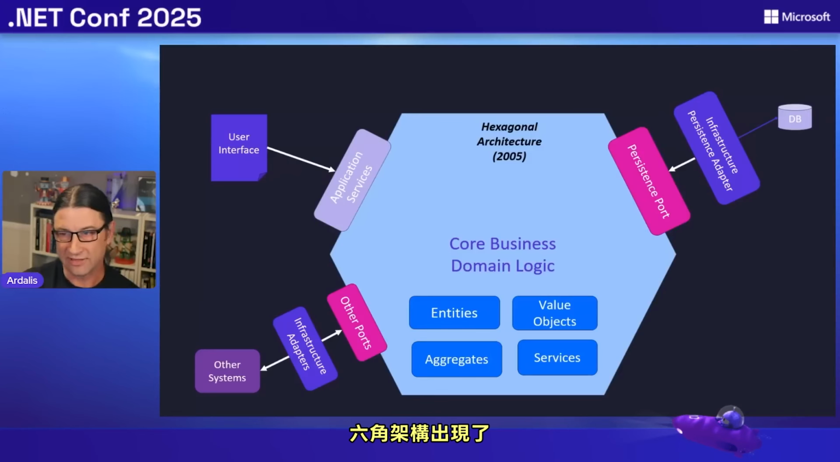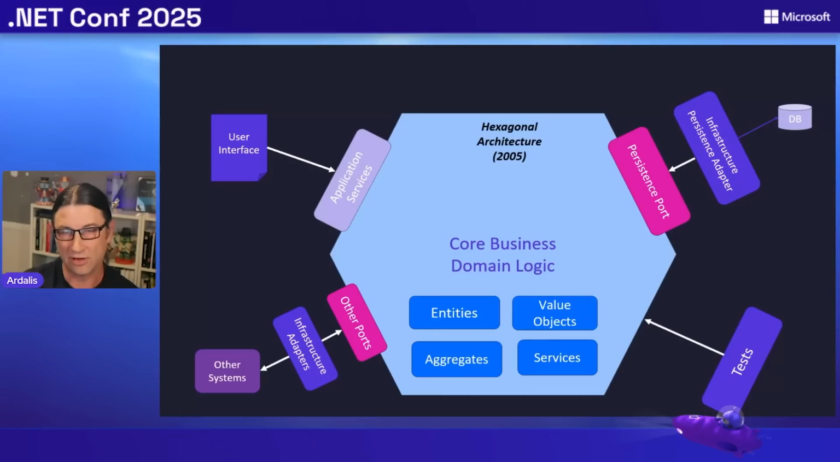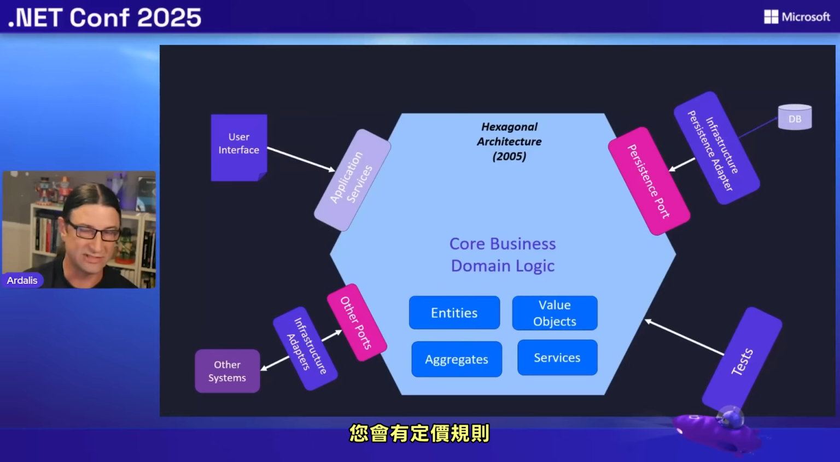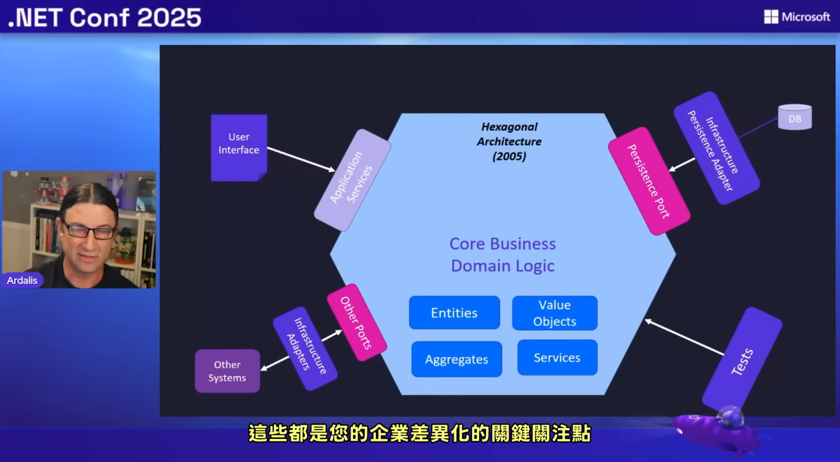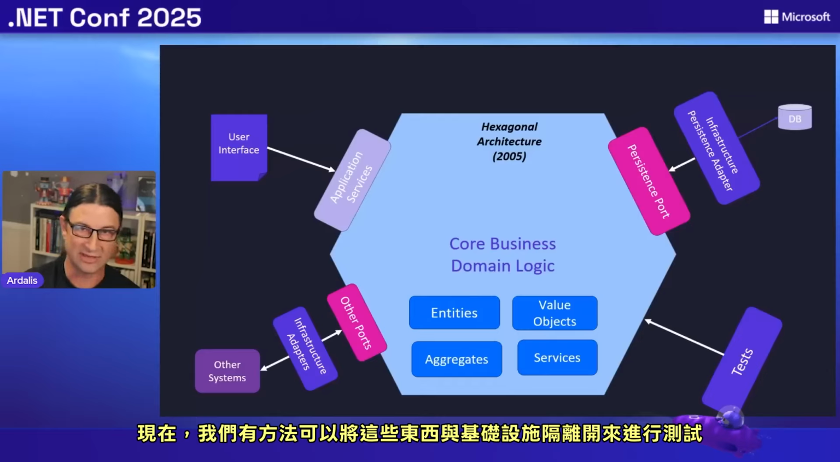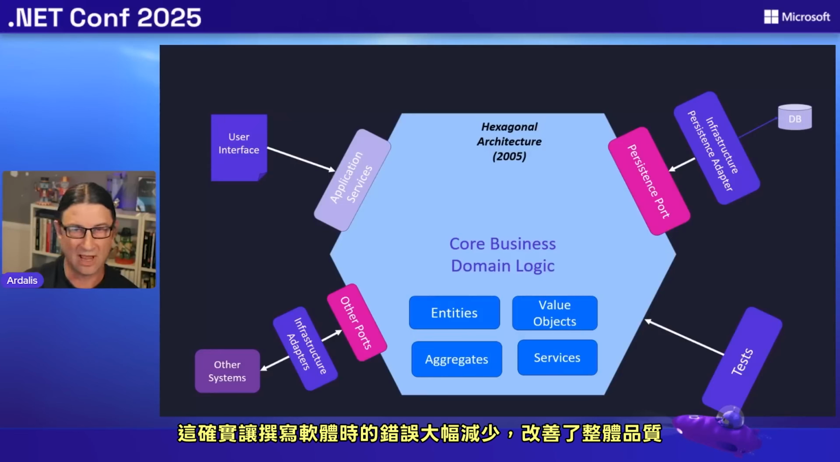Okay, so hexagonal architecture comes along, and one of the key benefits of this is that it's really easy to test all that business logic and your domain model, which means that if you're building complex systems and they have lots of business rules, you've got pricing rules, you've got systems to say whether or not someone is eligible for this insurance or whatever large complex key concerns that your business has as a differentiator. Now we have a way to test all of that stuff in isolation from the infrastructure, which means those tests can run really quickly and all the time. And that really makes things a lot better in terms of writing software that doesn't have quite as many bugs.